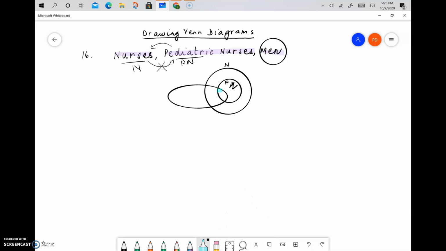Okay, so let's look at the various regions. If we look at that blue region, the blue region sits in the set of all men for sure, because that entire shape, the oval shape, is the set of all men. So the blue region intersects with or overlaps with the circle, which is pediatric nurses. So the blue portion is a man who is also a pediatric nurse.